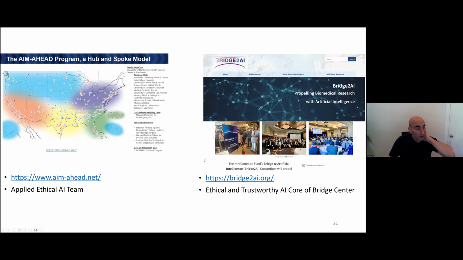We were also able to convince the NIH that this notion of ethical and trustworthy AI needed to be embedded in all new datasets that are being created for their grand challenges. And so this is now part of the Bridge to AI program. What I'm going to show you is embedded in the 4 large datasets that they're in the midst of creating.